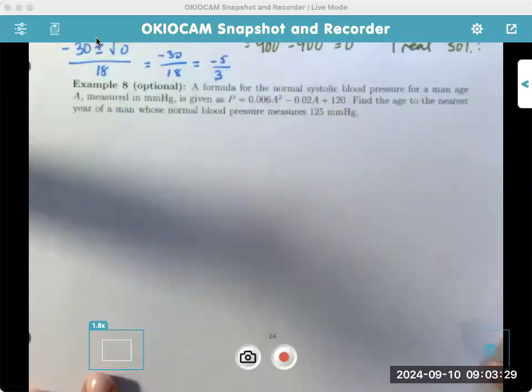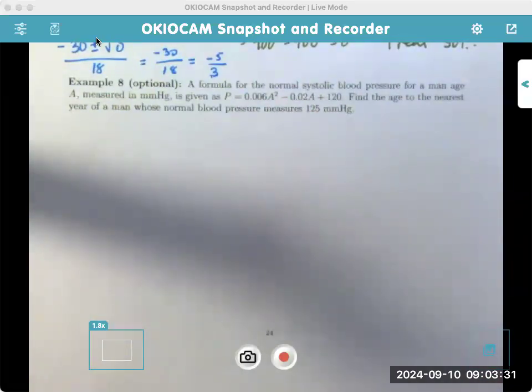And last but not least, the word problem. A formula for the normal systolic blood pressure for a man age A, measured in, I have no idea, mmHg. Hopefully one of you is smarter than me and knows what that means. Is given as cap P equals 0.006 cap A squared minus 0.02 cap A plus 120. Find the age to the nearest year of a man whose normal blood pressure measures 125.